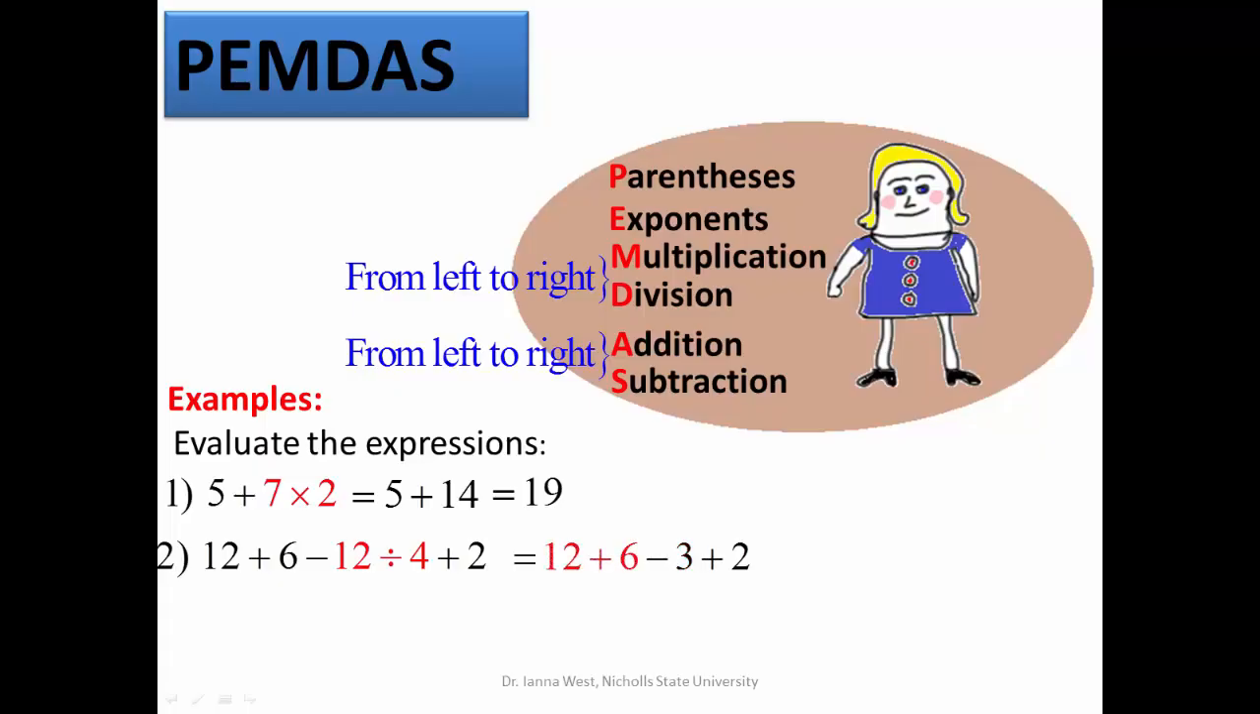Therefore, we will add 12 plus 6 first. When adding 12 plus 6, we will get 18. Now, from left to right, we would subtract 18 minus 3. When we subtract 3 from 18, we get 15, leaving us with a simple addition problem, giving us our final answer, 17.